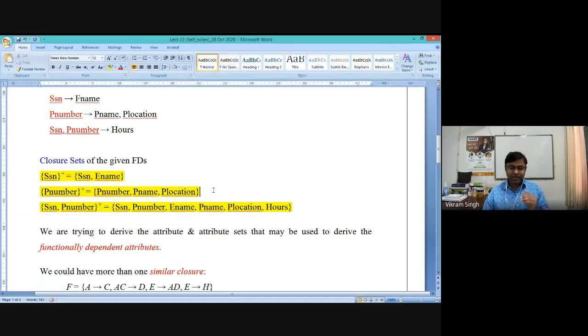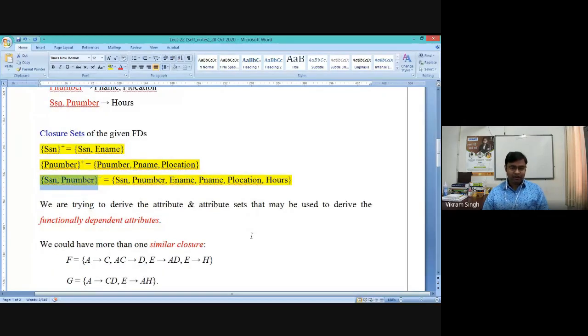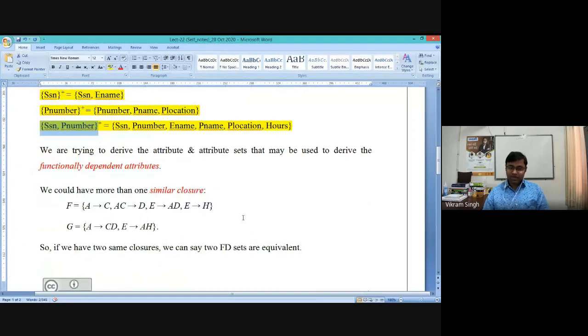Out of these three, the last closure set, SSN and P number, will be able to derive all the attributes of the database relation, right? So it is very important to have the idea of how to identify which two or three attributes will be able to derive the remaining attributes, because based on this theory only, we will have the concept of candidate key, right?